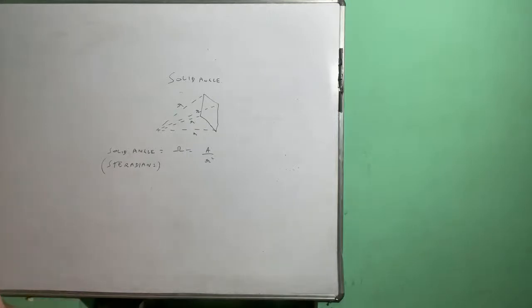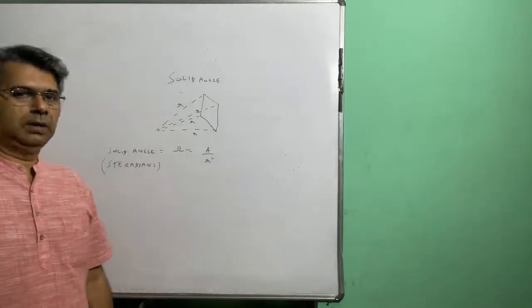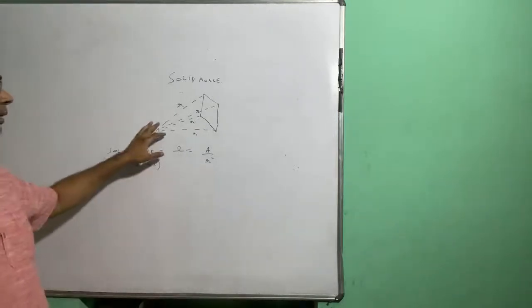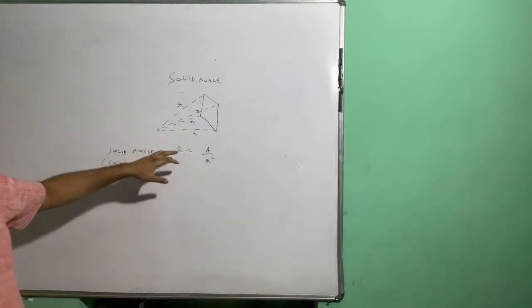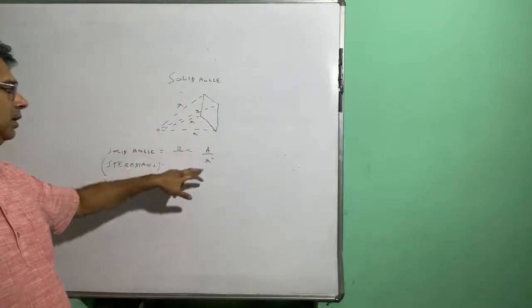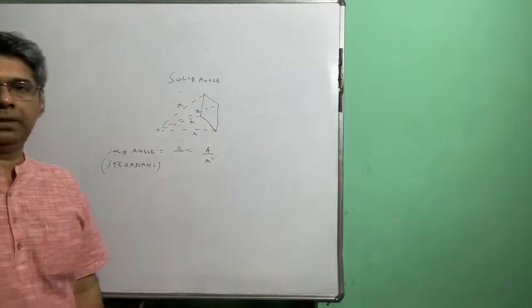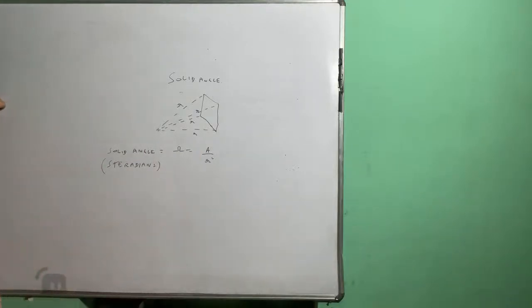Solid angle is measured in steradians. So the angle that you are obtaining here is given by this area divided by r square, and it is measured in steradian, that is the unit.